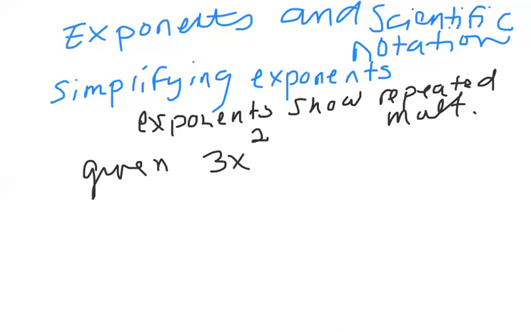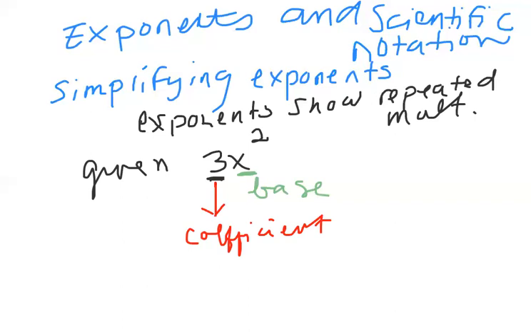The 3, this 3 right here, is referred to as the coefficient. You know I love it when you guys use the terminology, so please use the terminology, the coefficient. Now, the x right here represents the base. And then last but not least, this represents the power or the exponent. So you need to know these terms, okay?